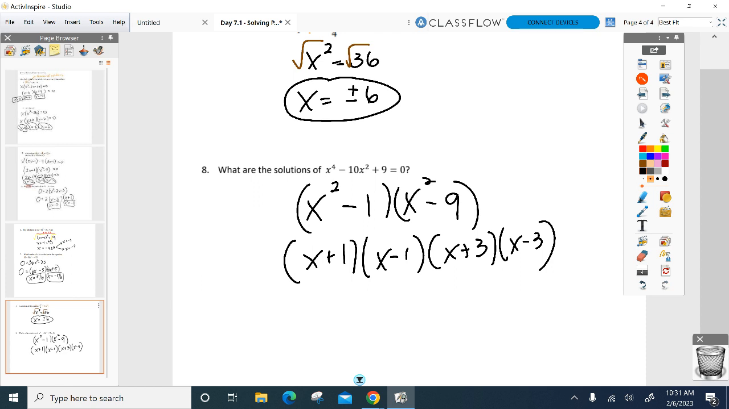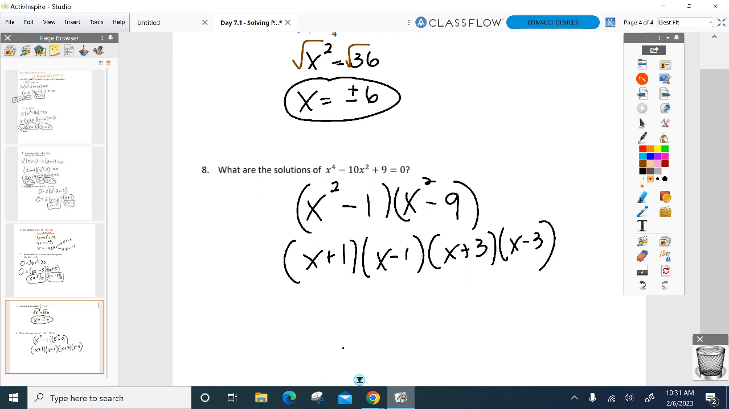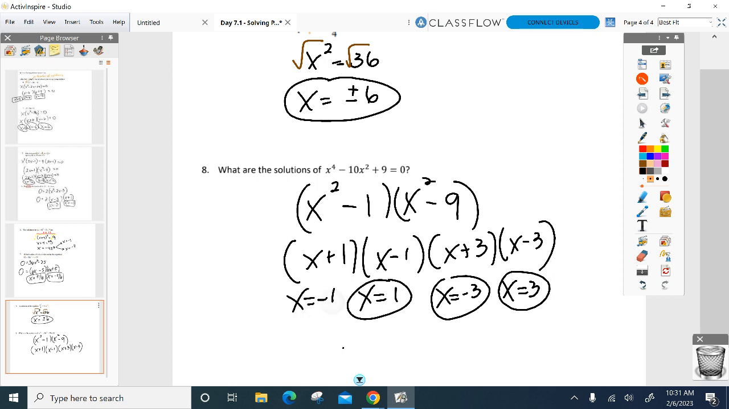And there, now we can see 4 answers, right? Now we can see 4 answers. What are our 4 answers here? 3, -3, 1, and -1. 4 answers, yes.